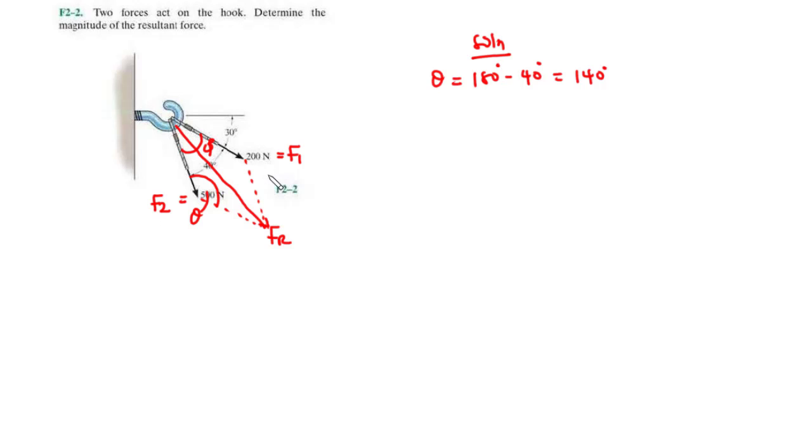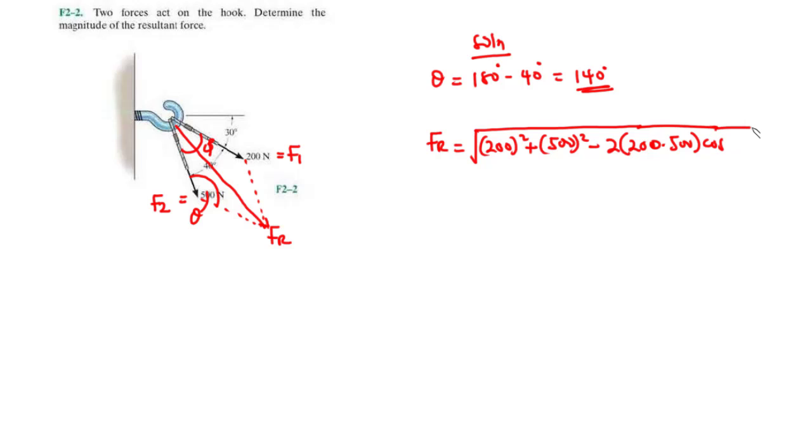Now, since we know the magnitude of F1 and the magnitude of F2, and we know the angle theta, we can find the magnitude of the resultant force. So using the cosine rule, we have FR equals the square root of, F1 is 200 newtons, so 200 squared, plus F2 is 500 newtons, so 500 squared, minus 2 times 200 times 500 cos 140. Now when you resolve this, we are going to get 665.74 newtons. So this is the magnitude of the resultant force, FR.